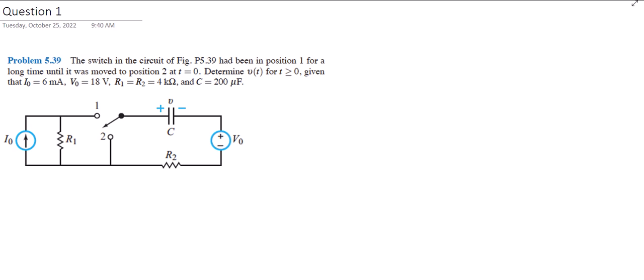The switch in the circuit of this figure had been in position 1 for a long time until it was moved to position 2 at time t equals 0. Determine v of t for t greater than or equal to 0, given the information for all of the different components in our circuit. So we're looking for a function v of t for t greater than or equal to 0. We're not looking for a number, we're looking for a function.